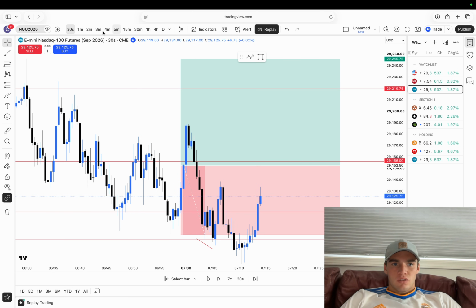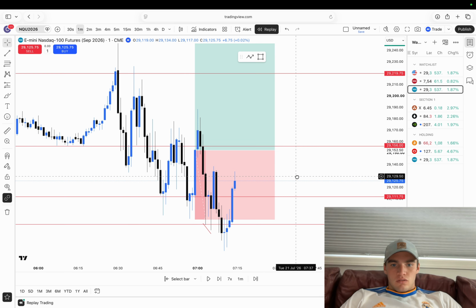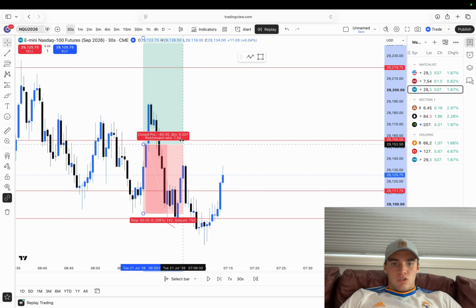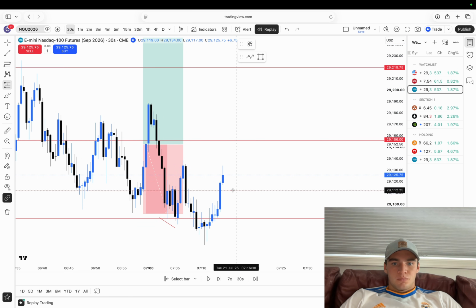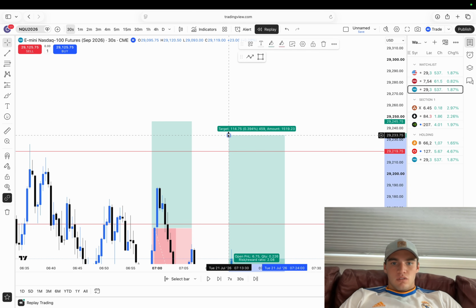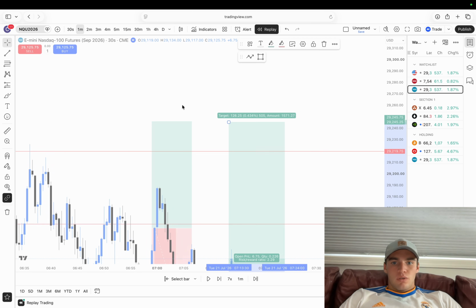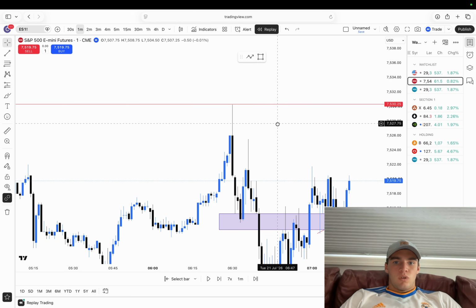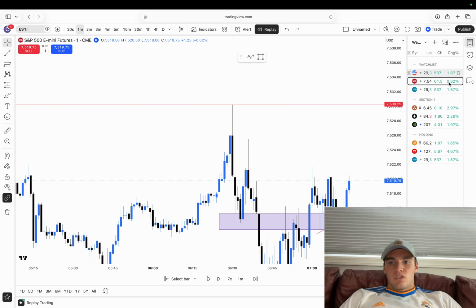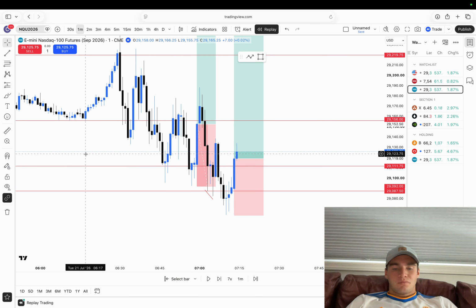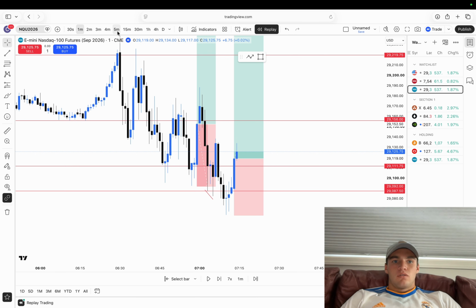I think as we inverse this 30-second, yeah, on this 30-second is where I took my second long. Stops below here and TP all the way up here. I would probably go break even if ES hits the triple equal highs first, which it probably would, being that ES was so much more bullish than NQ.